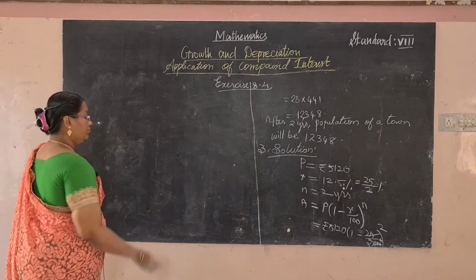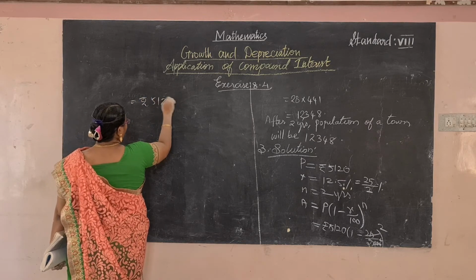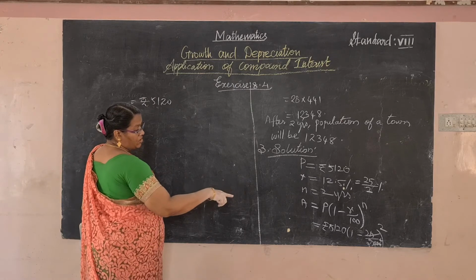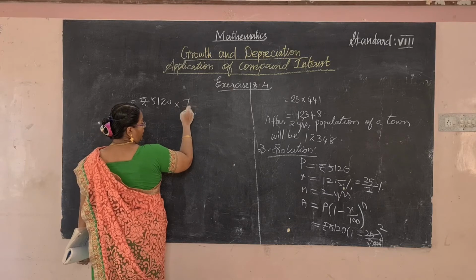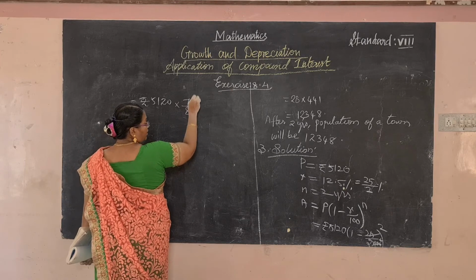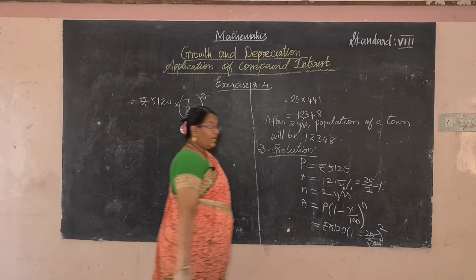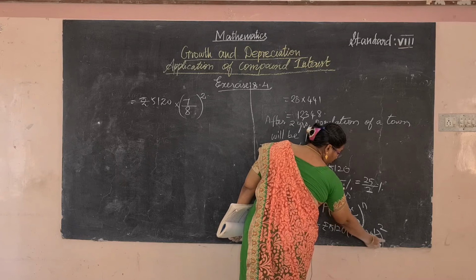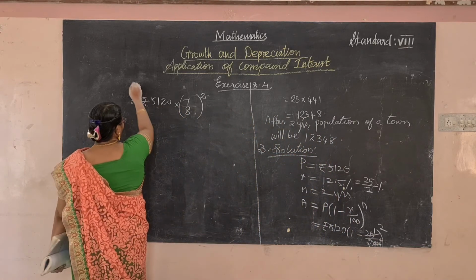Okay, rupees 5,120. So the denominator value is 8. So 8 minus 1, 7. So 7 by 8, the whole power 2. How can we write 7 by 8? Here 1 minus 1 by 8, 2 4s are 8. Okay, if you need, write one more step.